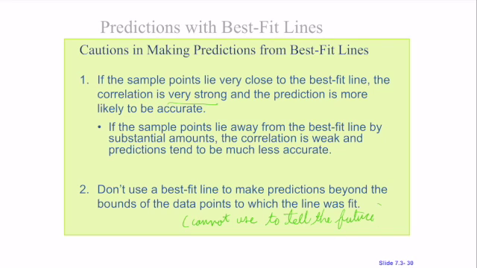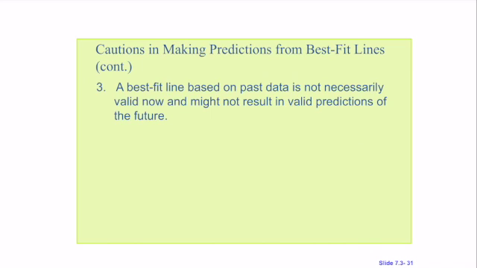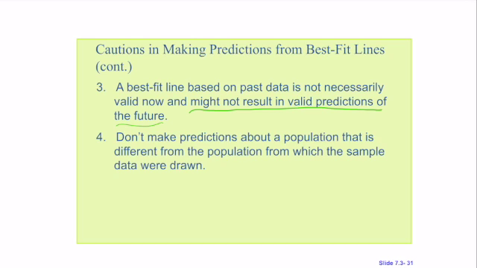Also, the best fit line is based on past data, and it might not necessarily result in valid predictions of the future, so we can't predict the future. Don't make predictions about a population that is different from the population from which the sample was drawn. If we were studying the weight and age of emus, we wouldn't want to use the same data set to compare the weight and age of ostriches, although they look really similar. They're not the same population.